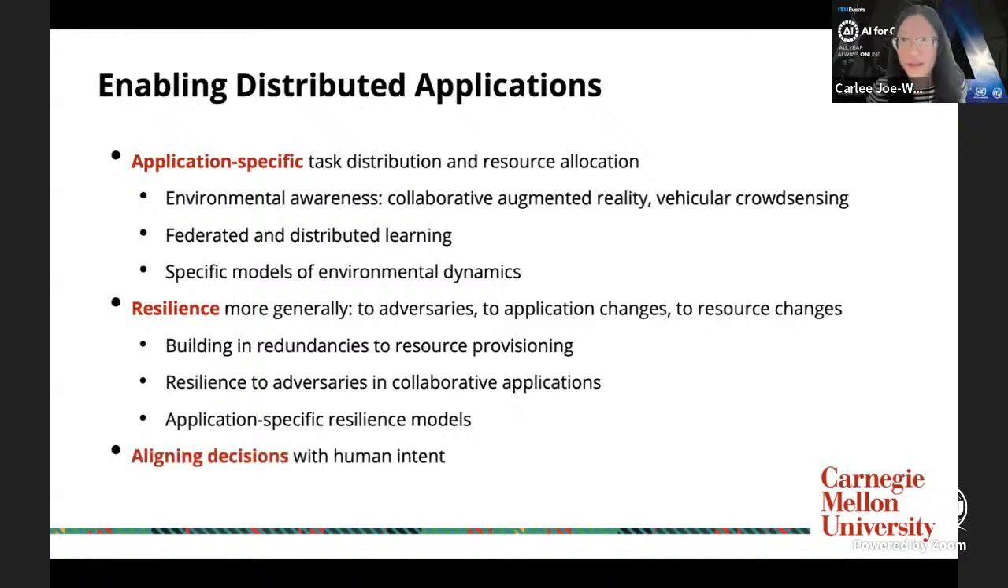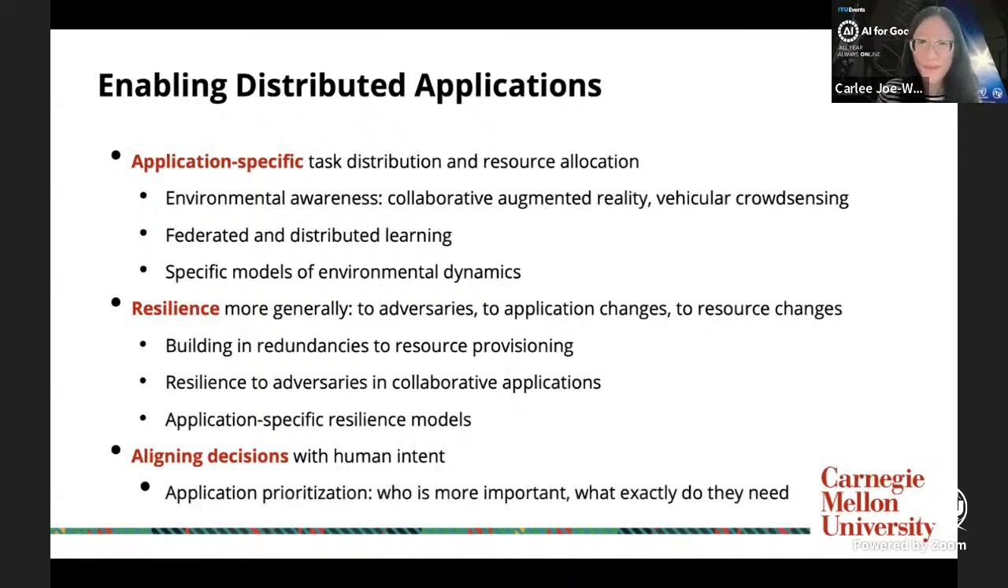And the final direction that we've been looking at is aligning decisions with human intent. So the idea here is that the user at the end of all these IoT applications is very often a human being who needs to interpret the data and use whatever the application is producing. So we would like to make sure that we provision the computing and communication resources and design the application so that it's most useful to the user. And this adds another layer of uncertainty because we never quite know what the user exactly wants.